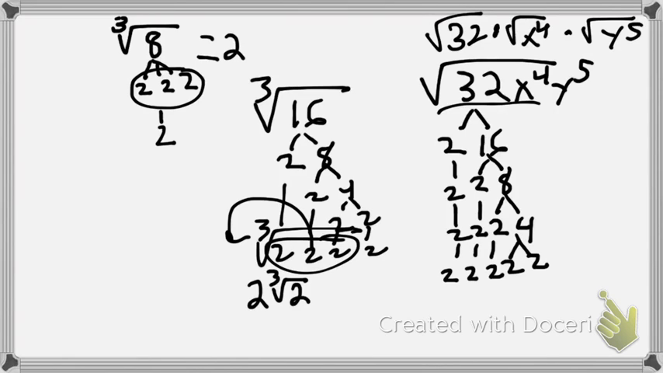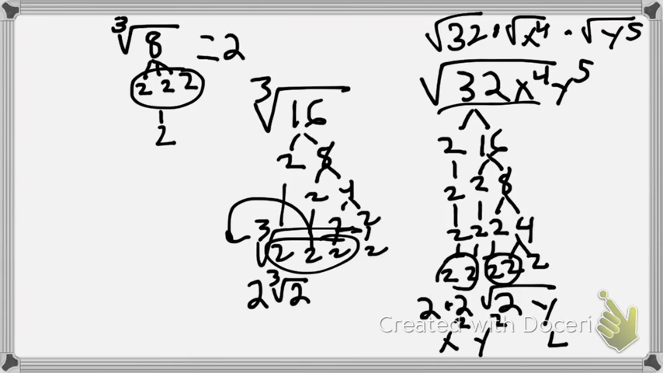So what we're doing is we're looking for pairs, okay? Looking for pairs of 2's. Here we have 2 pairs. So we move 2 2's outside, and 1 gets left over in the middle. Now with our x's, we have 4 x's. So we have 2 pairs of x, and that takes care of all of them. The y's, we have 5. So just like the 2's, we have 2 pairs of y's, and then 1 left over inside.